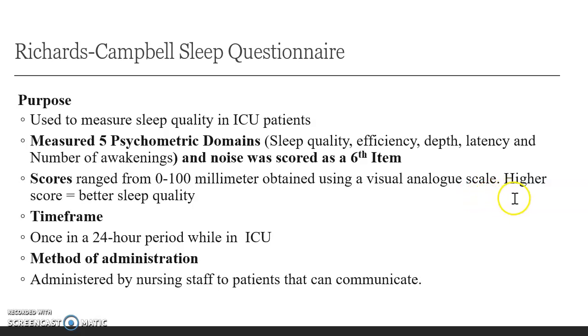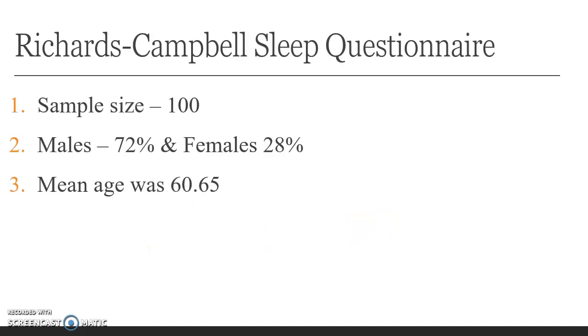The time frame that the data was collected was once in a 24-hour period while they were in ICU. The method of administration was by nursing staff to patients that could communicate. Sample size was 100. 72% were males and 28% were females. The mean age was 60.65.